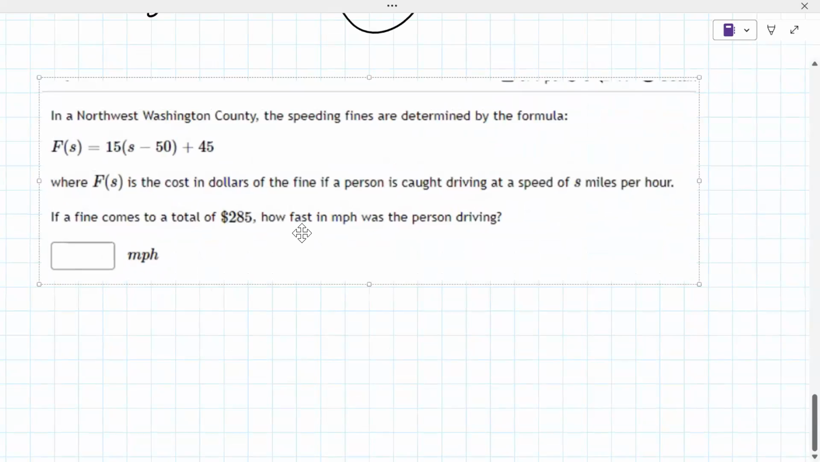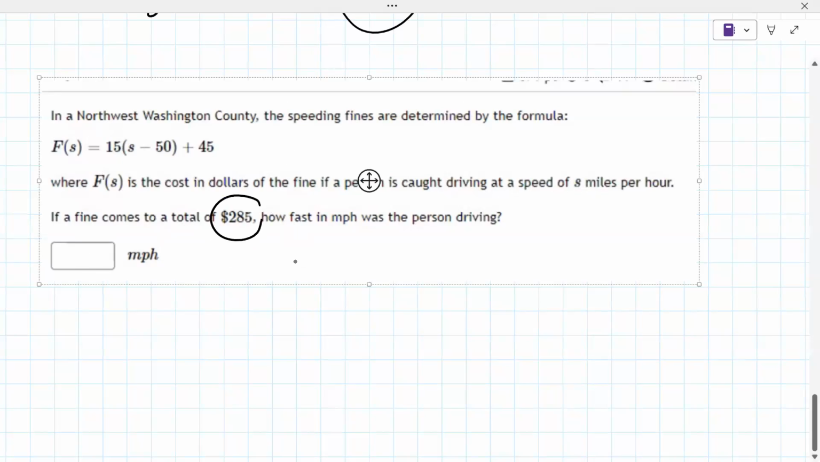In Northwest Washington County, the speeding fines are determined by the formula f of s equals 15 times parentheses s minus 50 plus 45, where f of s is the cost in dollars of the fine if a person is caught driving at a speed of s miles per hour. If a fine comes out to a total of $285, how fast in miles per hour was the person driving?